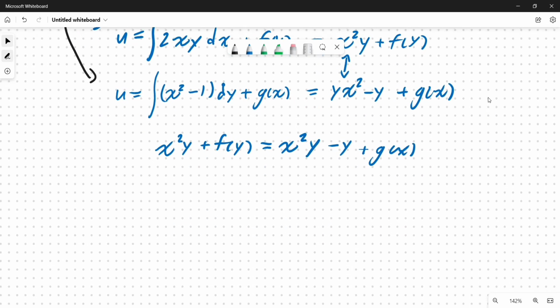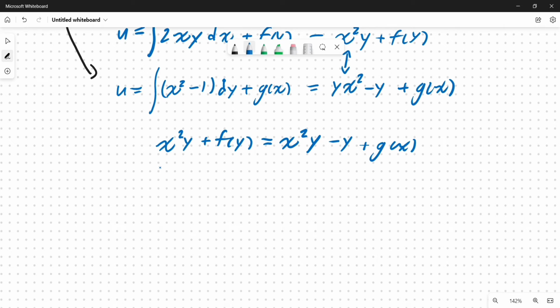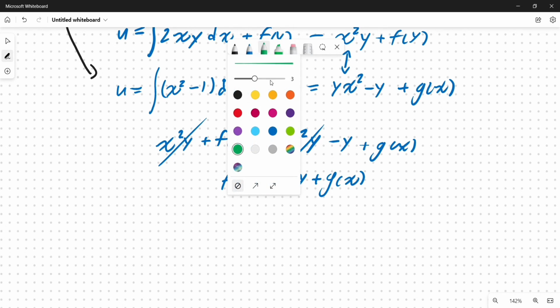And of course, we can cancel out these terms. So we have one right there, and one right there. So we say f of y equals negative y plus g of x. So of course, we could say f of y equals negative y and g of x equals 0. And that would definitely work. But one other way to prove it is if you say this right here.